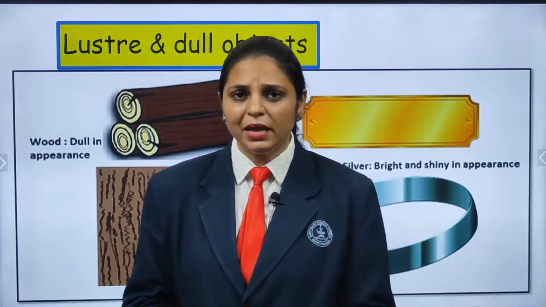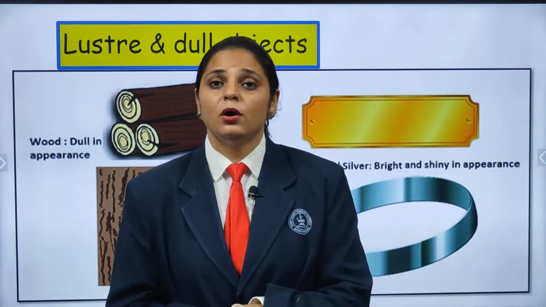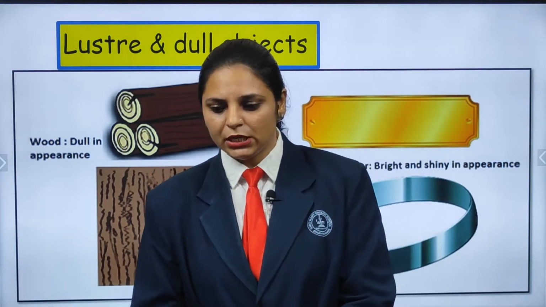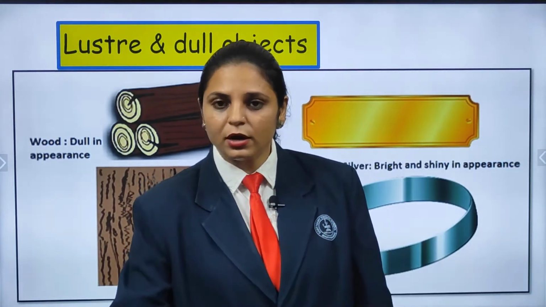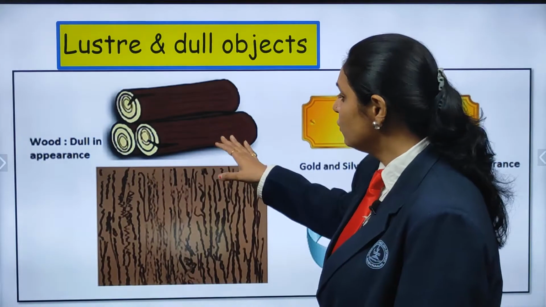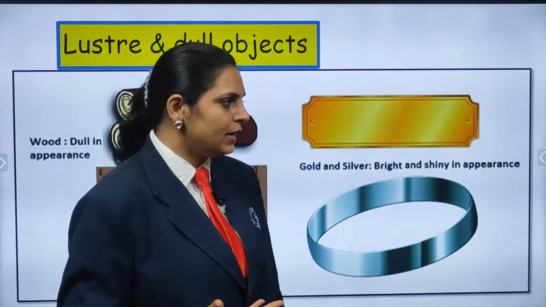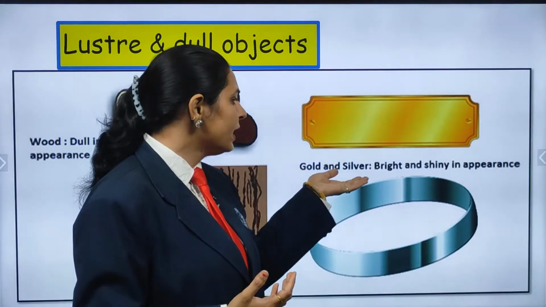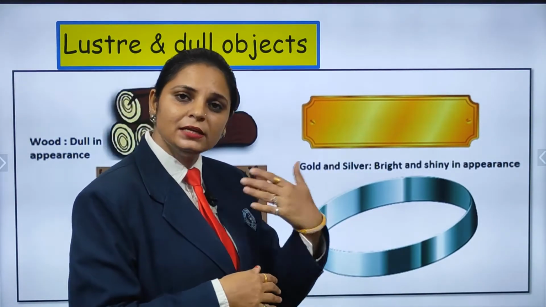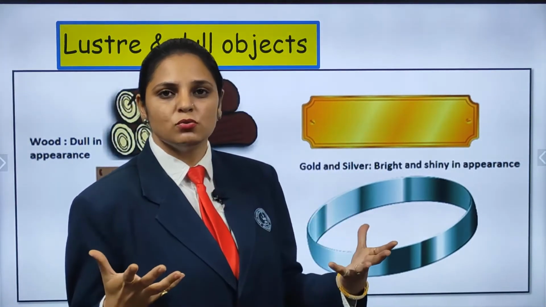Likewise there are many objects around us. On that basis, we can sort out the material. So let us talk ahead. See the wood, it appears dull because it does not reflect light. And why are these objects shiny? Because they reflect light and appear shiny to us.